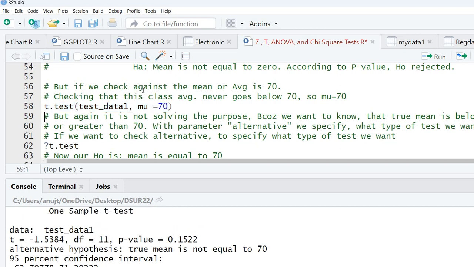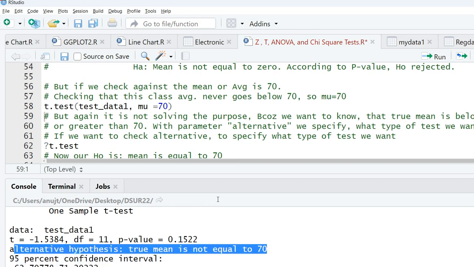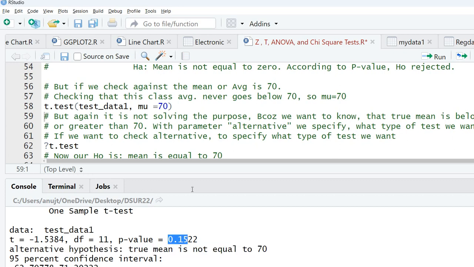this is my code: t-test on test_data_1 and mu I am providing as 70. If I run this line, we can see the p-value for the alternative hypothesis. What is the alternative hypothesis? The true mean is not equal to 70, and the alternative hypothesis is rejected. Why? Because the p-value is 15%, which is not less than 5%.